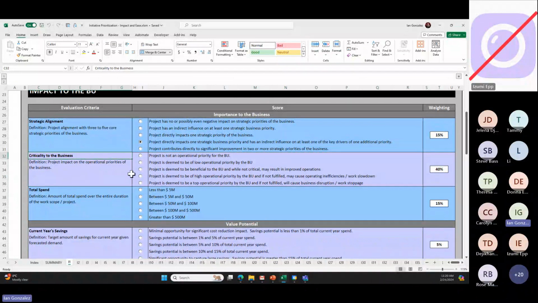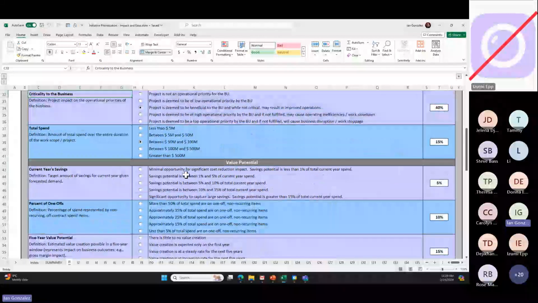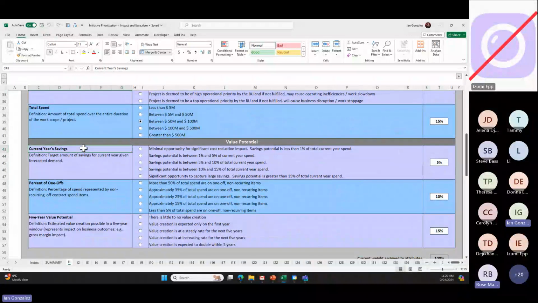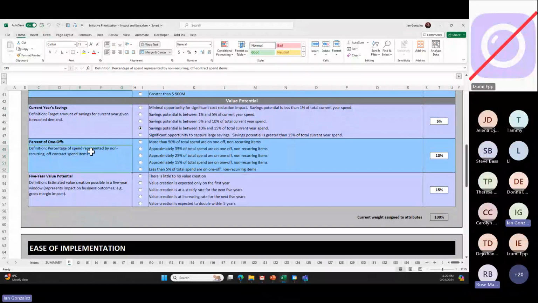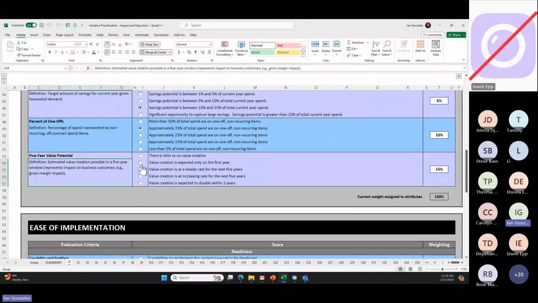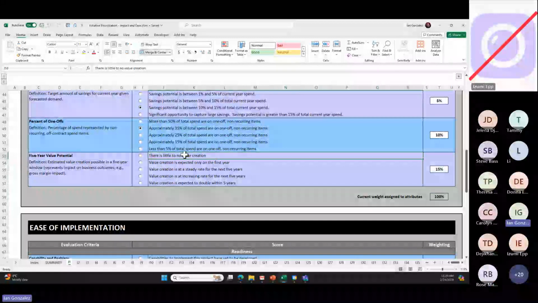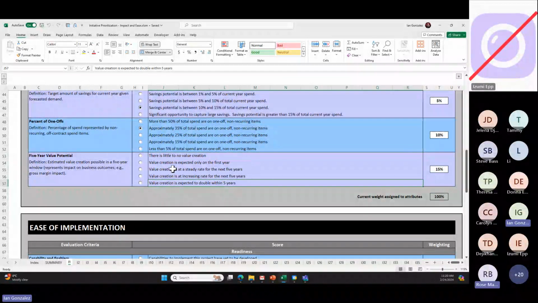Criticality of the business. Essentially, just go through the questionnaire. Total spend. And then here's value potential. Current year savings: how much will you save in this year of implementation? Is it 5 to 10%, 10 to 15? Percent one-offs: the percentage of spend represented by non-recurring or off-contract spend items. I've got a choice over here. 5-year value potential: there is little or no value creation, or the value creation is expected to double within 5 years. You just make a choice like that.